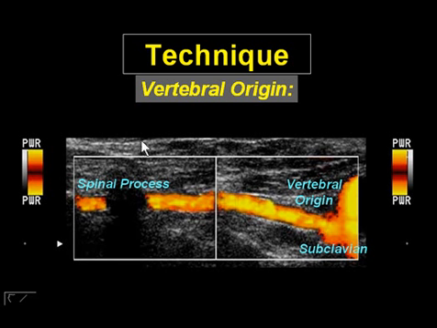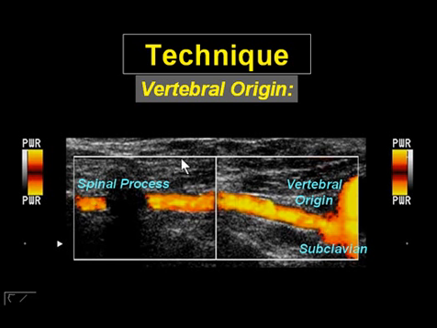Keeping in mind that flow should always be moving from the heart out to the brain, in this image from your right to your left, we would set the color scales and the color direction appropriately and look for flow either moving towards or away from the transducer.